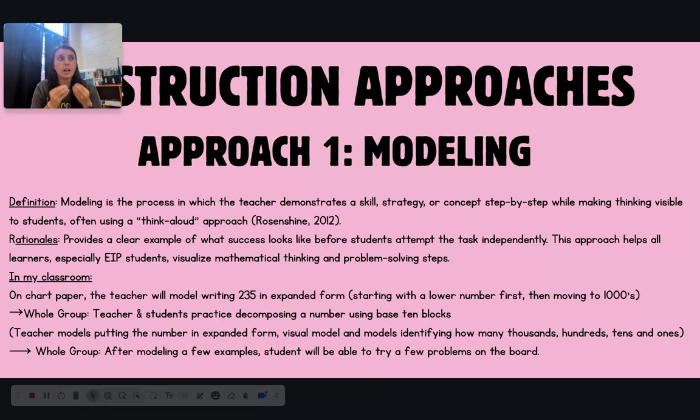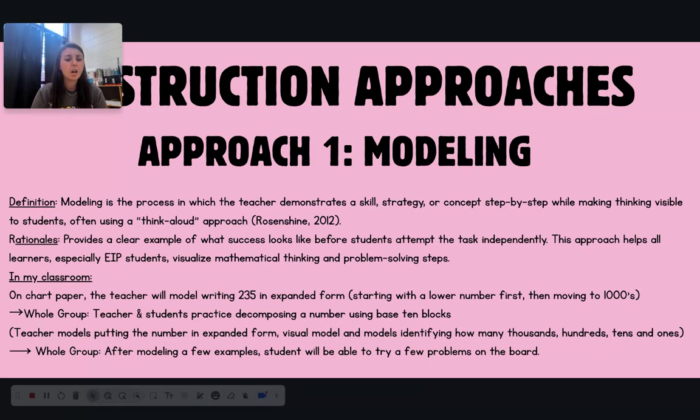I'm the type of person where I want to know exactly what you're looking for when given a job. So I want to see an example. I want to see exactly what I'm supposed to be doing and what you're expecting me to do. So I try to do that also for my students. Especially with my EIP students, they visualize all these mathematical thinking and problem solving steps. This type of approach really, really supports my EIP students. I've seen so much growth in them from the beginning to the end of the year.